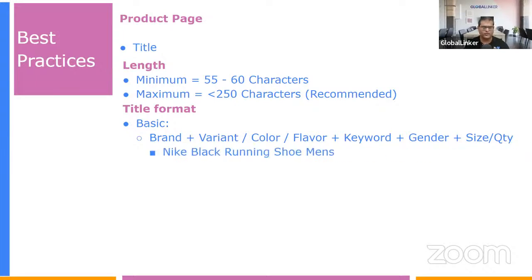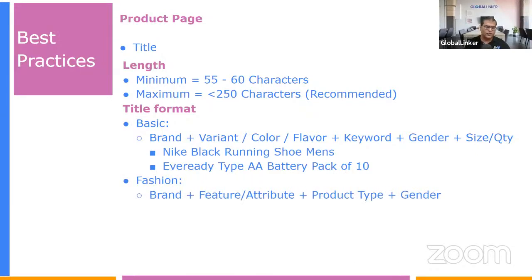Let's understand a few examples. Nike black running shoes men's, that's a shoes example. Ever Ready type A battery pack of 10. That's another example generated using the same formula that I'm sharing with you. Now let's understand a formula from the fashion industry perspective. Here you have the brand name, and then the features or attributes of the product, whether it is a linen t-shirt or a mercerized cotton t-shirt. Then the product type, whether it is a shirt, t-shirt, shoes, handbag, etc., and then the gender of the customer. Example: Biva 100% cotton black full sleeve kurta women's.